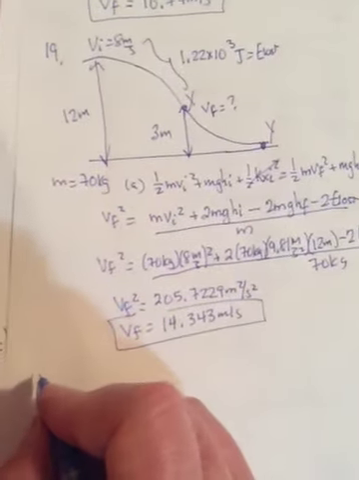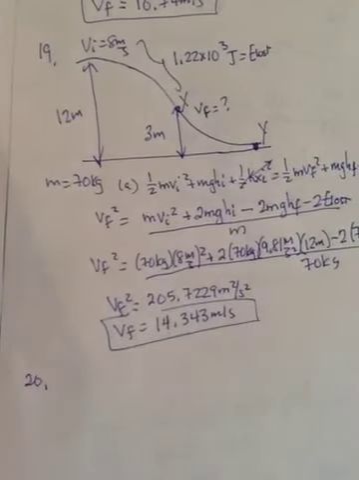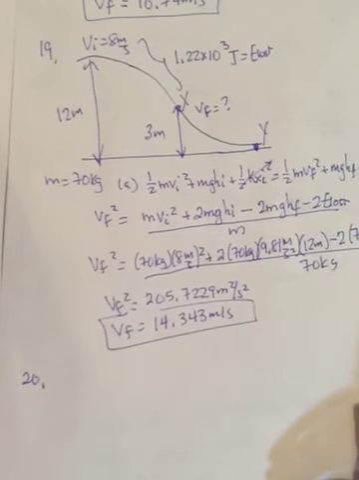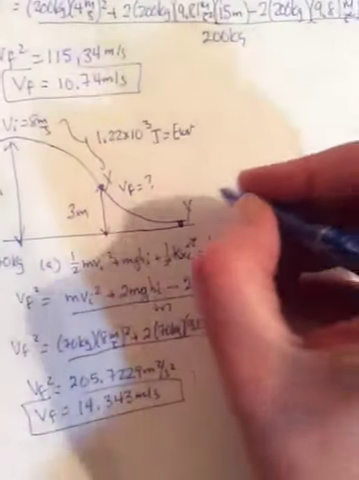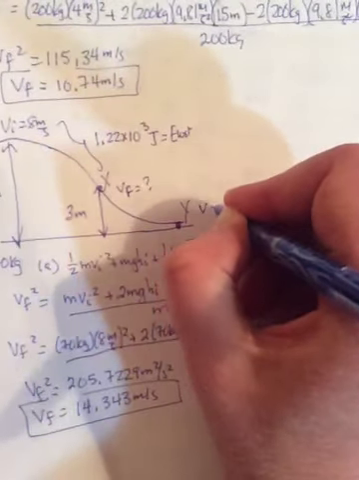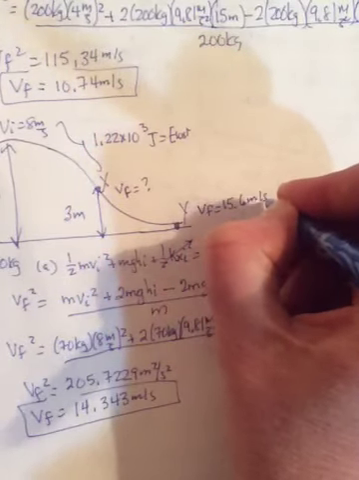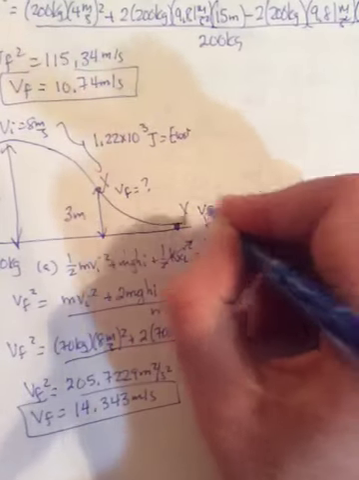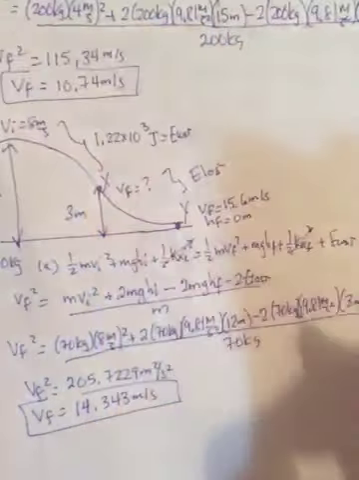Good news, number 20 is with the same diagram. Number 20 says, if the sled in the previous question reaches the base of the hill with the speed of 15.6 meters per second, how much work was done? So now down here, they're giving us a V final of 15.6 meters per second. We know the H final is 0, and they want to know what's the E lost in this section.